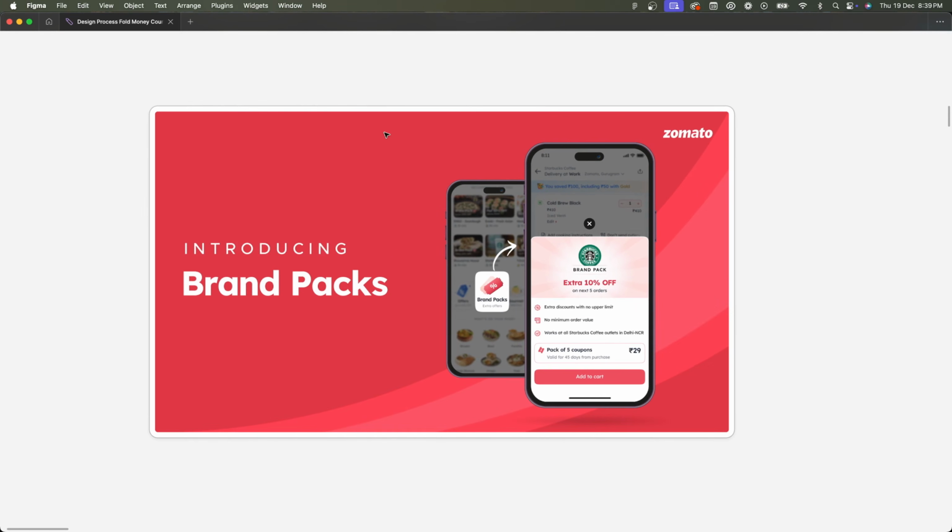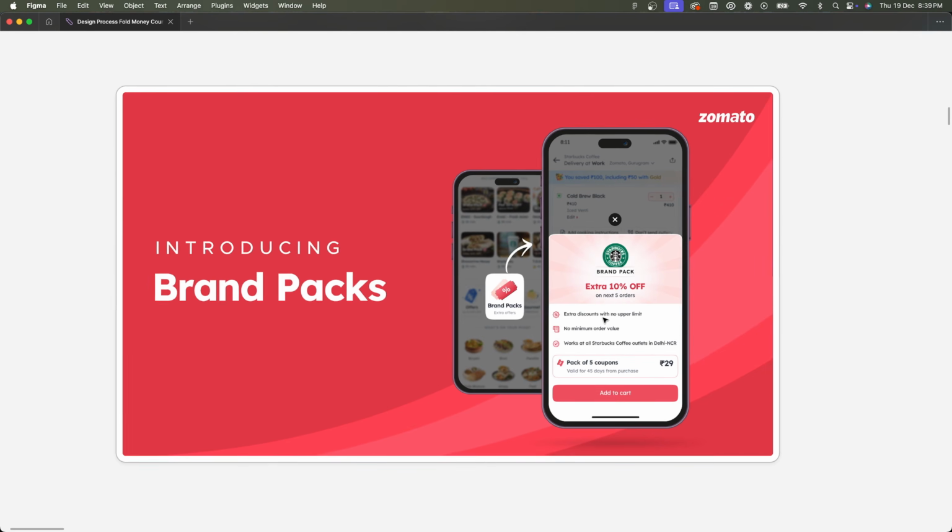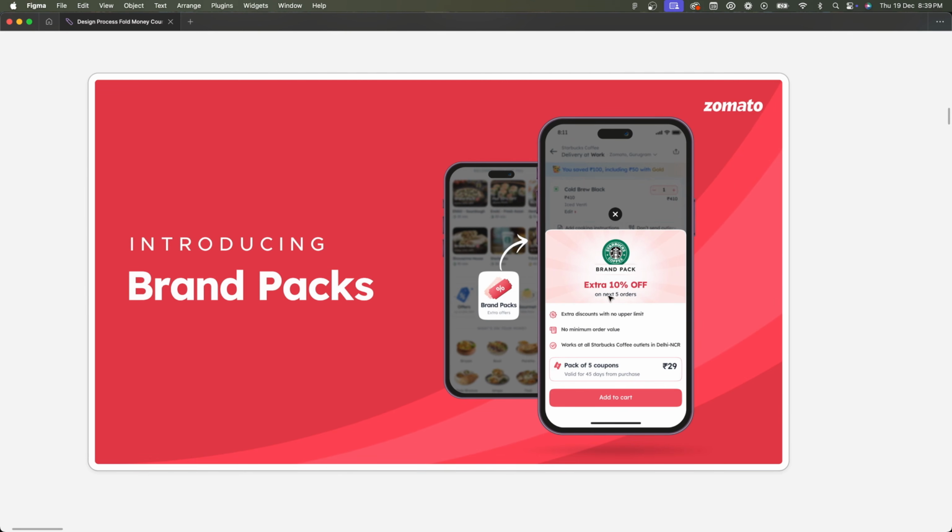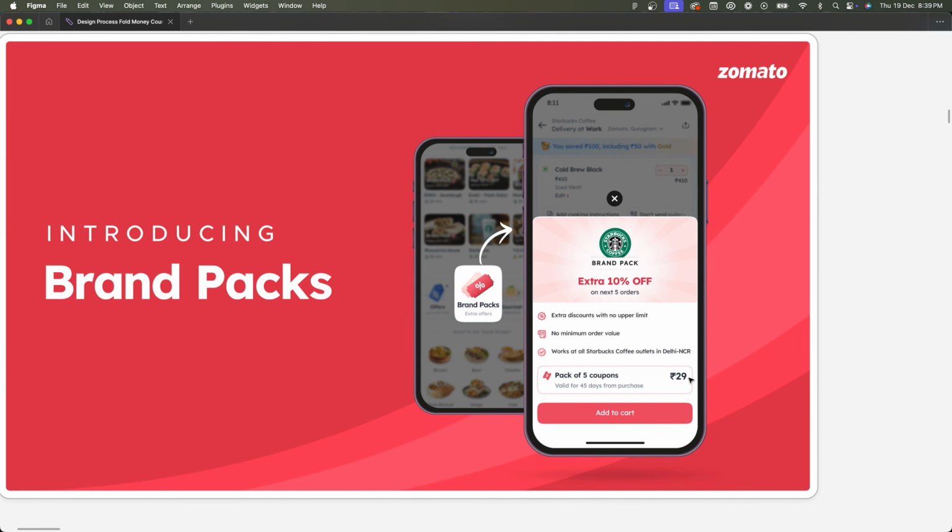So one of the features is called brand packs, which is essentially some sort of a subscription in a way. It's not really a subscription. And once you buy these coupons, you get certain benefits. So for example, the Starbucks brand pack gives you 10% off on the next 5 orders. And there is no limit that you have to order. As you can see, there's no minimum order value, and it works at basically all Starbucks outlets, right? And there's a validity of 45 days, and you can buy these 5 coupons for 29 rupees, right?